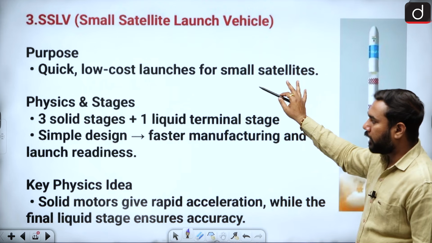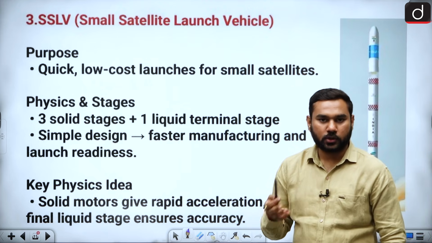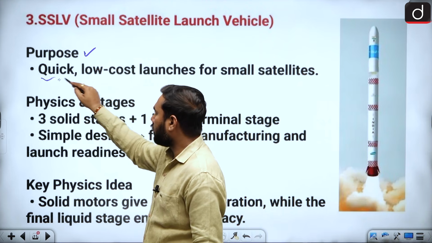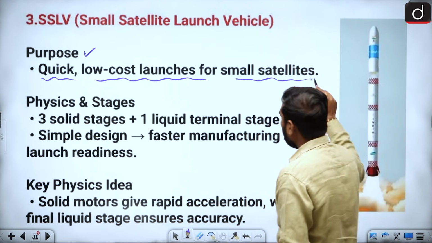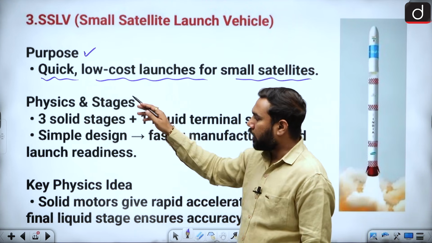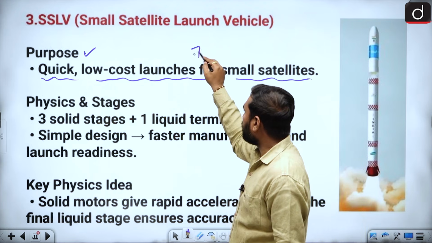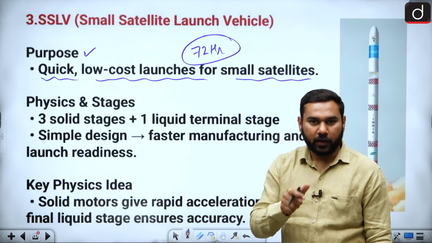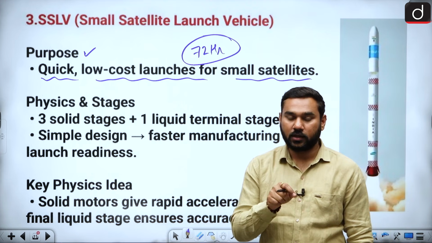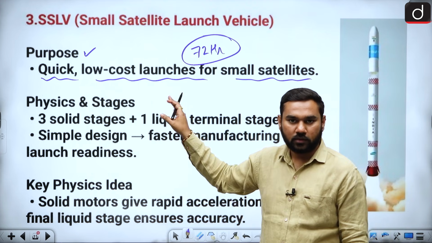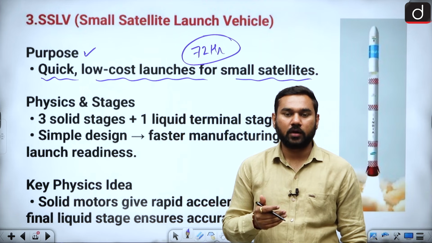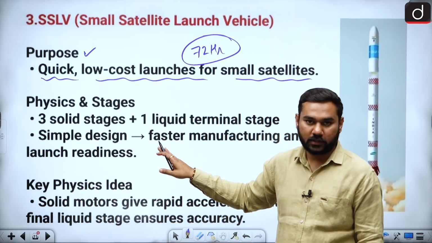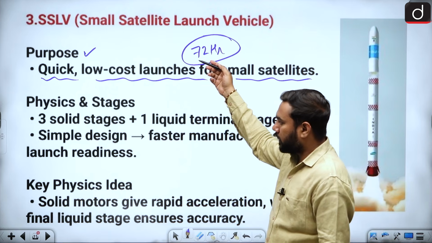And what is the purpose behind it? Because we are in the commercial market of launching satellites. So the purpose is quick, low cost launches for small satellites. And you know how quick it can be? It is prepared for launch within 72 hours. So ISRO prepares it within 72 hours. This is a very specific thing. And by this, we know that NSIL and ISRO have the capacity to launch 3 times in a week. This is a big capacity for India, and this one is given by SSLV.